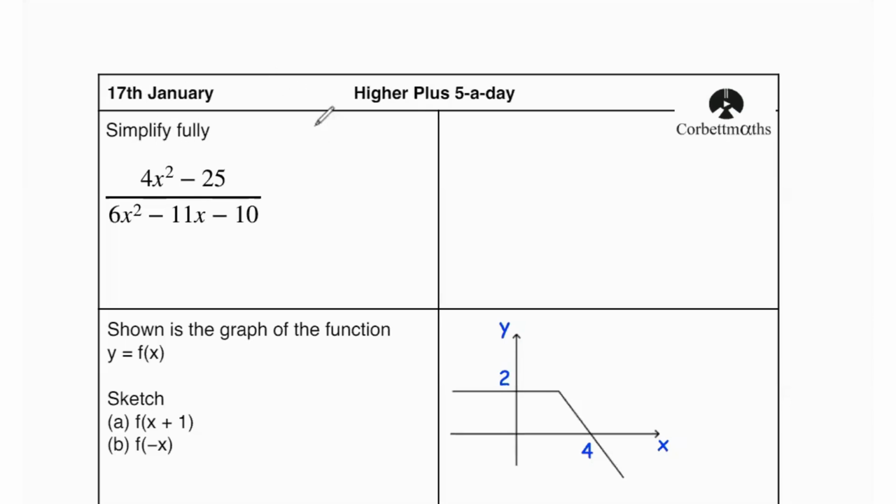The first question says simplify fully. So we have this algebraic fraction. We have a quadratic expression in the numerator and denominator. In the numerator, as you can see, we have a difference of perfect squares, which means we can use the formula a squared minus b squared equals a minus b times a plus b. So over here, that's going to be (2x) squared minus 5 squared, which is equal to (2x minus 5) times (2x plus 5).